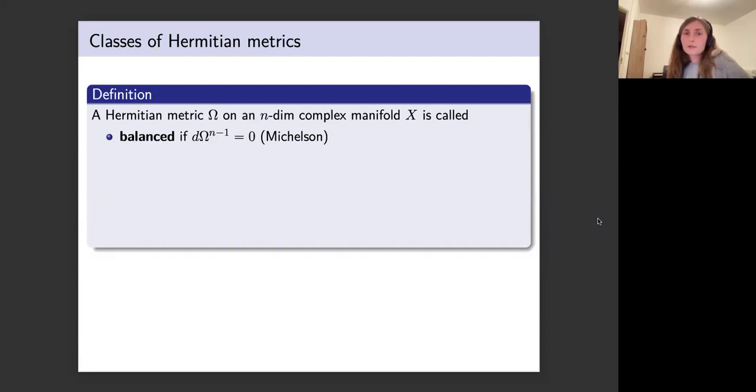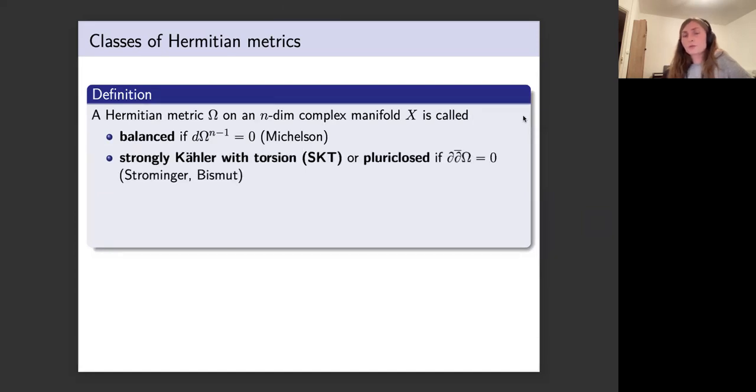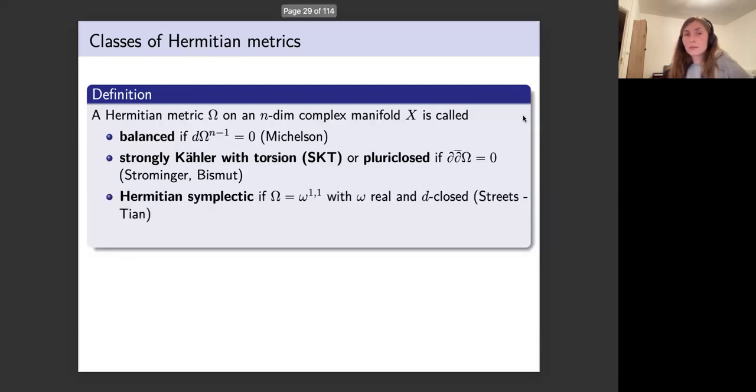So there is the balanced condition. Here, of course, when I say Hermitian metric, I actually identify it with the 1-1 form which it defines. So this omega is actually a 1-1 form on the manifold. And then you say that a Hermitian metric is balanced if its (n-1)th power is closed. Say it's strongly Kähler with torsion, or pluriclosed, if ∂∂-bar of omega is zero. Say it's Hermitian symplectic if it is the 1-1 part of a real d-closed form.